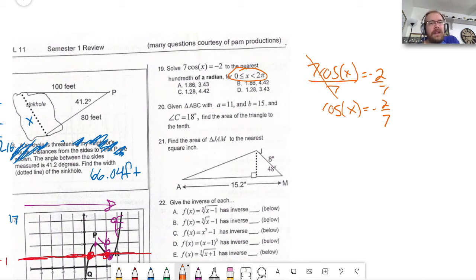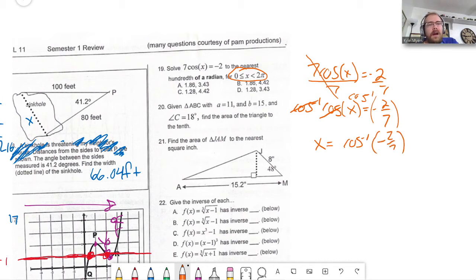Cosine x equals -2/7, so then I just want to do the opposite of that, and that gets rid of the grouping. Put that there, put that there. All right, so we have x. It is the inverse cosine of -2/7.